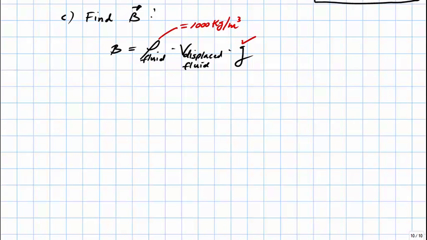Fortunately, we have an alternative to this equation. The alternative is to construct a free body diagram and solve for the buoyant force using Newton's second law. So let's mark the fact that this equation is not working for us at this point, and we're going to use a free body diagram instead.